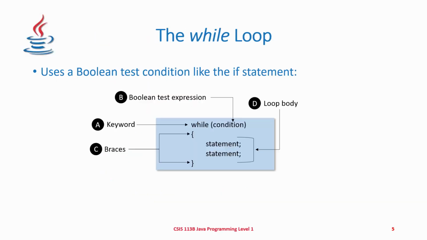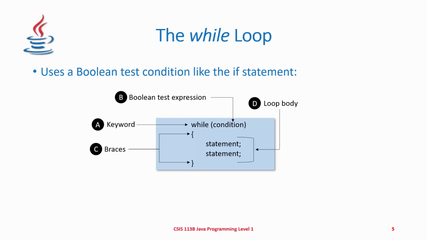Now we get to the while loop. So the while loop uses a Boolean test condition, just like the if statement. The way that a while loop works, in fact, when you look at the graphic that we have on the screen there, you'll see that you have the keyword while, and then in parentheses is the Boolean test expression. So again, very much like an if, the difference is we're not testing to branch to a particular direction. We're testing how long the loop should continue in this particular case.